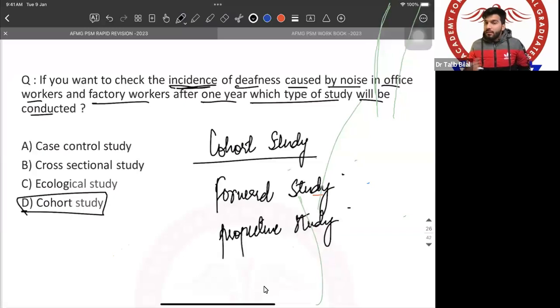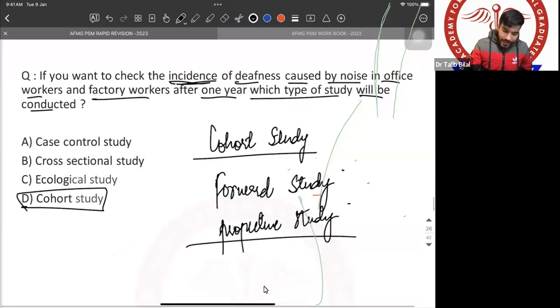But in case control, the effect and disease, cause and effect, risk factor, everything is already present. Do you need follow-ups over there? No. That is why it is a fast and inexpensive study. But cohort is expensive. You have to wait. It is a slow study. It's a forward-looking study. Are you getting my point?